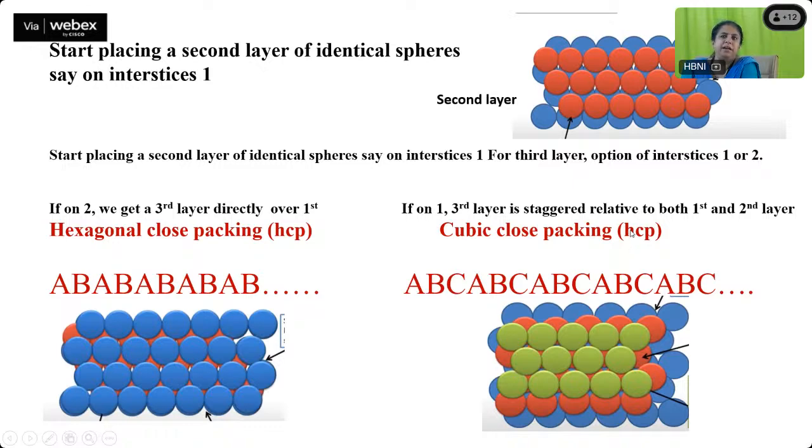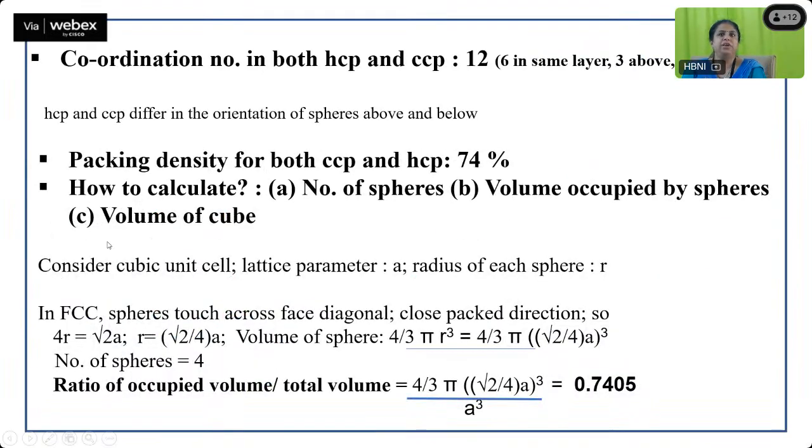Please pardon the printing error, typo error here. This is cubic close packing or CCP. This is hexagonal close packing or HCP. HCP is ABAB. CCP is ABC ABC. Okay. Now, coordination number in both HCP and CCP is 12.